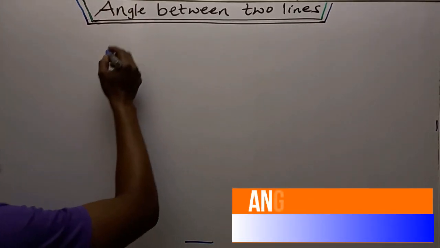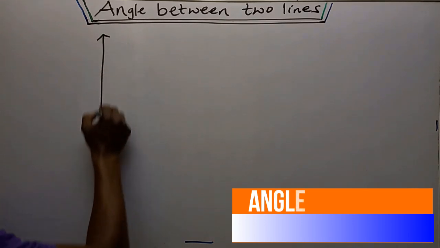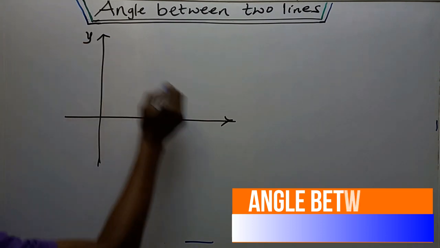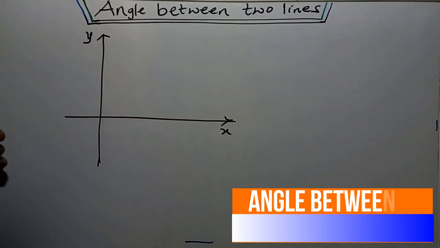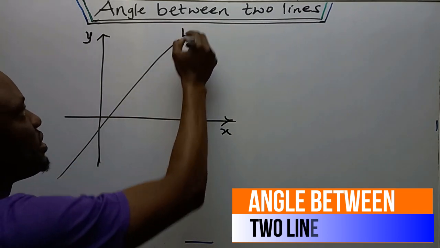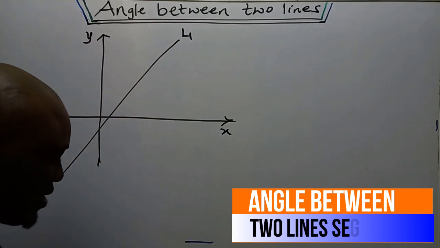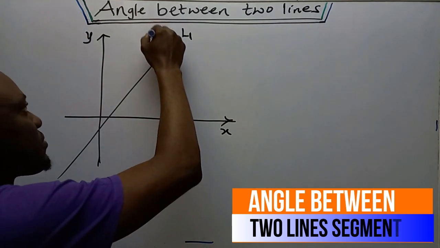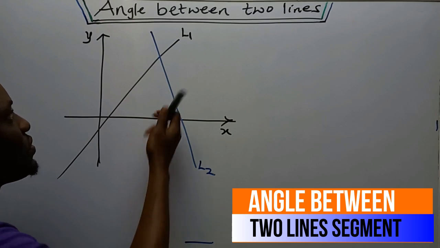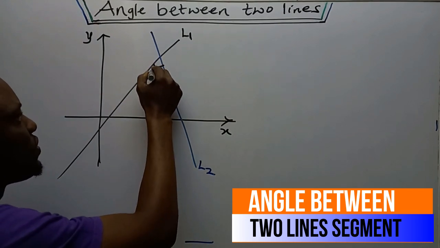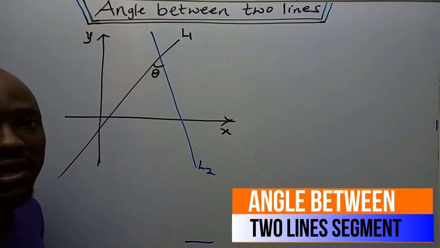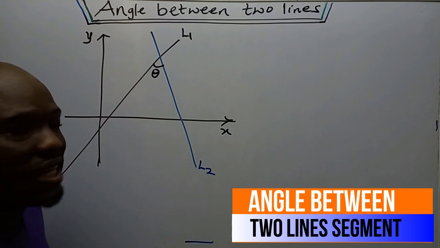Now, let's assume we have our y and our x coordinate, and then we have a line which goes this way. Let me call it L sub 1. And then I have another line, which is L sub 2, and I have an angle. Let me call the angle theta. Angle theta is in between line L sub 1 and line L sub 2.